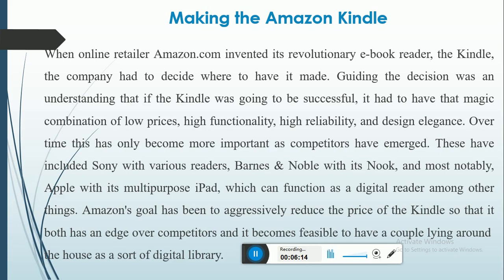So we will discuss it, we will read it, and it will be clear for you.